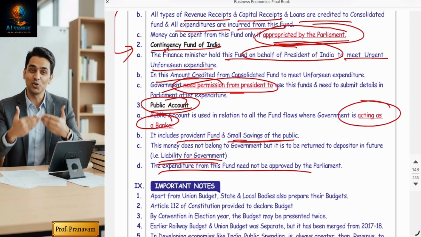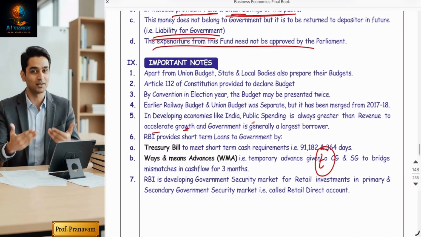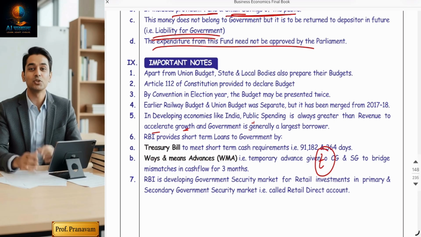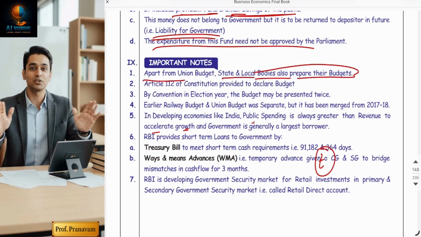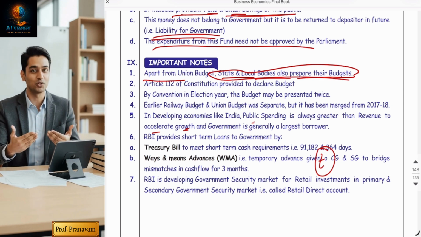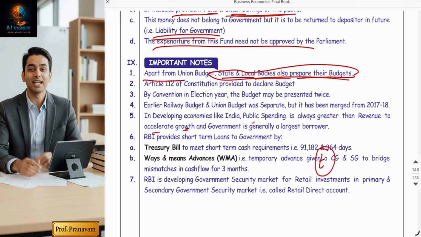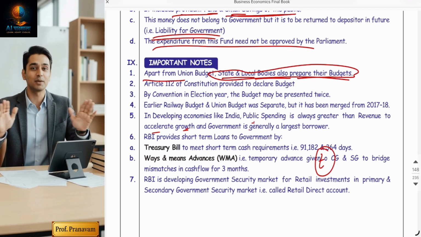So friends, this entire chapter is over. But let's understand some important notes also, which are important from the MCQ point of view. Friends, apart from the union budget, states and local bodies also prepare their own budgets. In this chapter we have studied the union budget, but the union budget is not possible without the state and union territory budgets. So state and union territory budgets are also prepared.